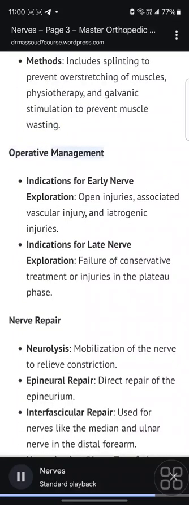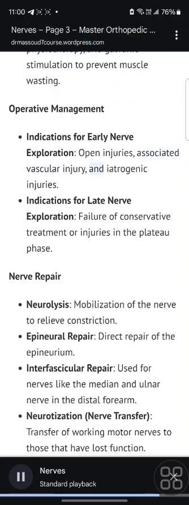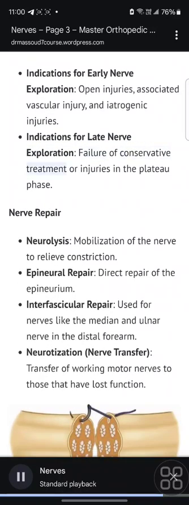Operative management. Indications for early nerve exploration: open injury, associated vascular injury, and iatrogenic injuries. Indications for late nerve exploration: failure of conservative treatment or injuries in the plateau phase.